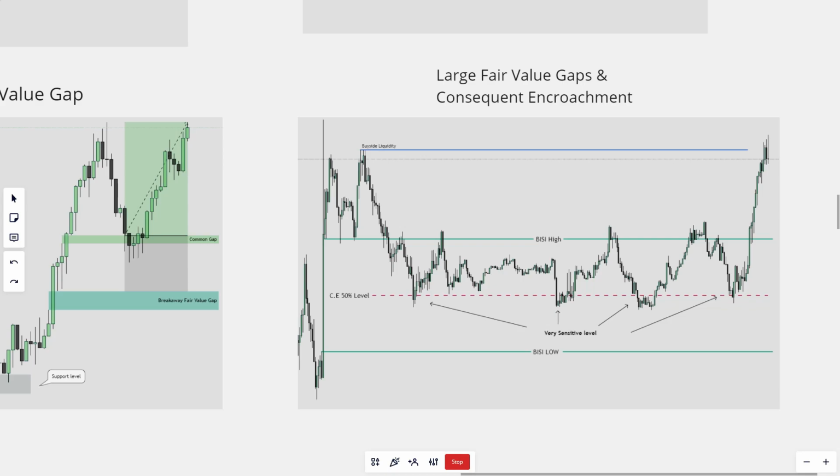As you can see, price comes down, taps into it once, comes back, taps into it twice, comes back, taps into it 3 times, and then the 4th time, we see a rip higher. So whenever marking out BISIs or bigger fair value gaps, it's important to have the 50% level marked out and to pay close attention to how price reacts at that level.